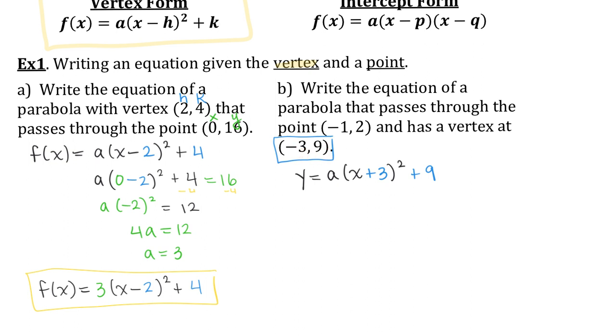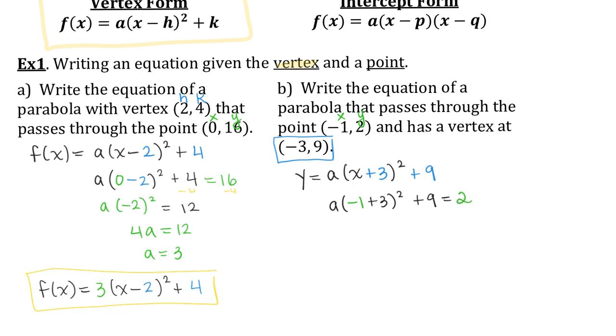Now the second point they give me is for my x and y. That's going to help me solve for the a value. So let's bring this down. a times, what's x? They gave me negative 1. Everything else is going to stay the same, plus 9, and then this equals y. I put it on the right side sometimes, although it doesn't matter. Equals, what's y? 2.